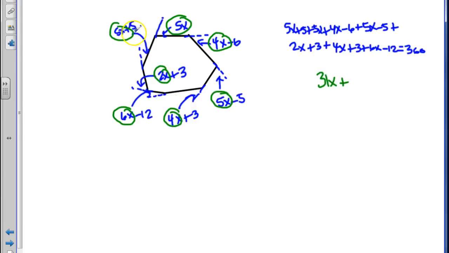31x plus, and then do my numbers. 5 minus 6 is -1, minus 5 is -6. So I would do that, put all my numbers together, and then set that equal to 360. Just a little bit cleaner than writing all those, or write them down and put all your x's together. Either way.